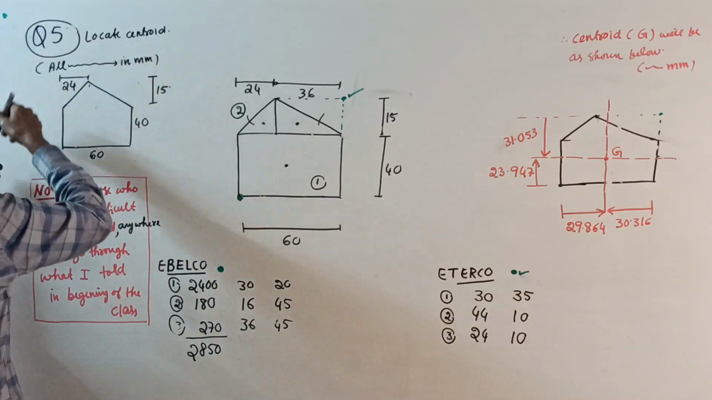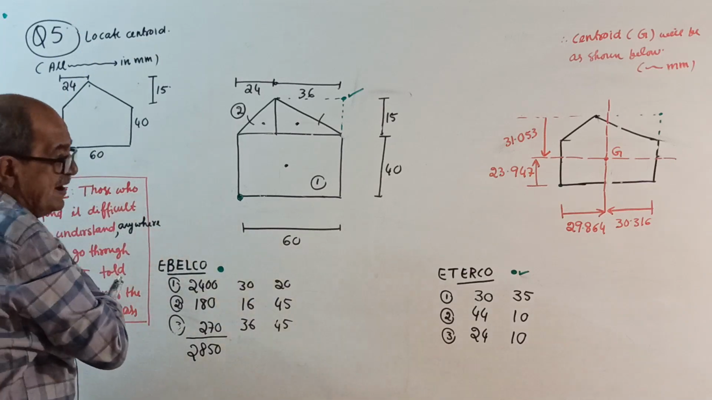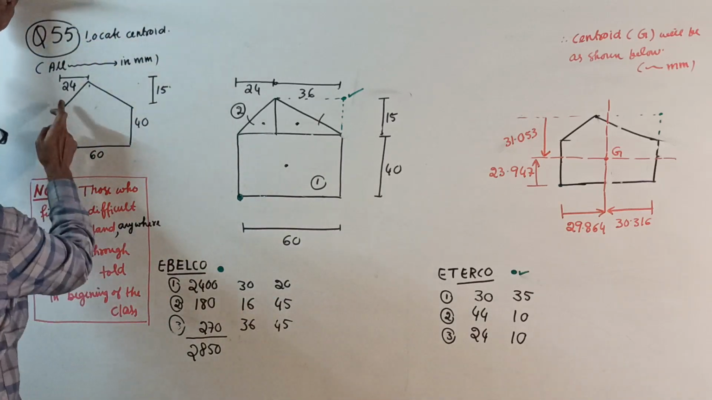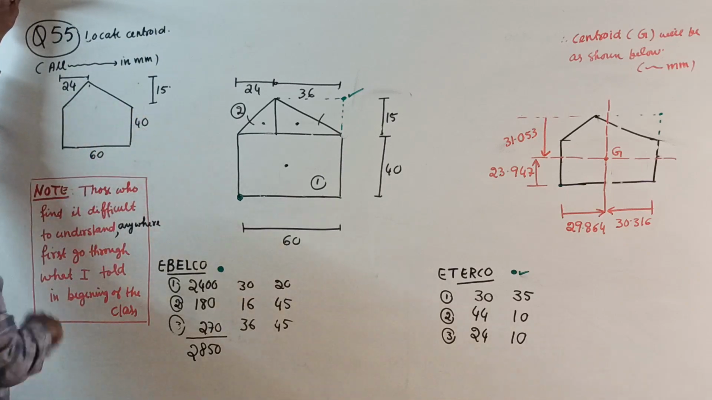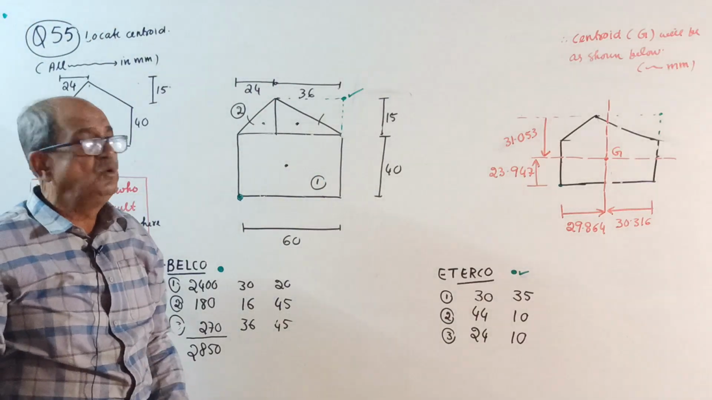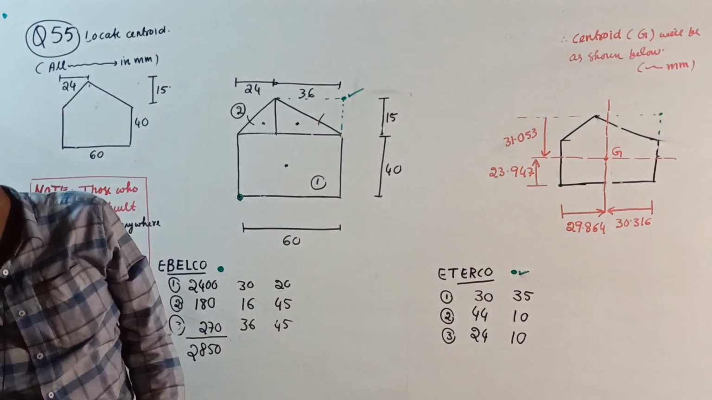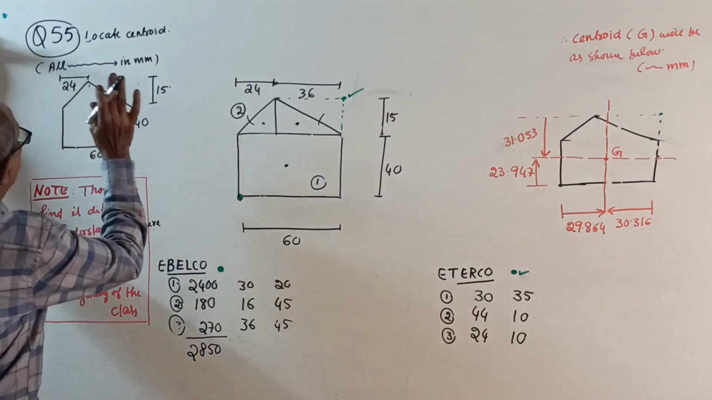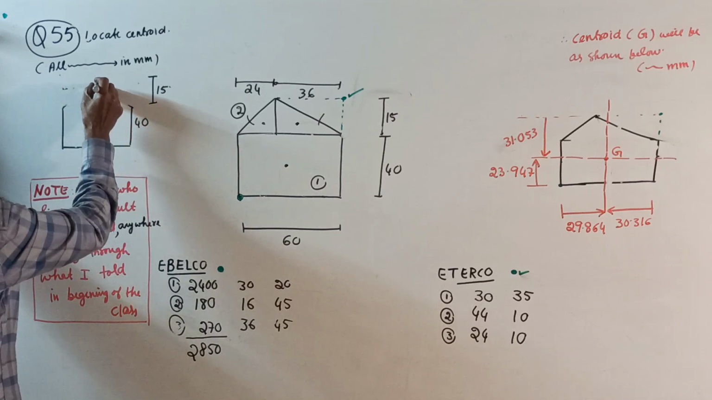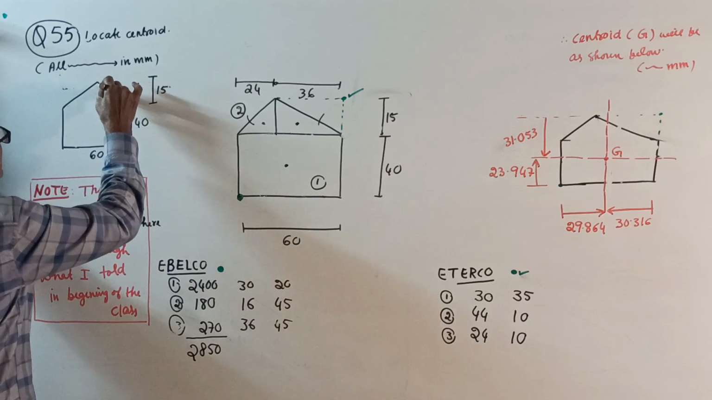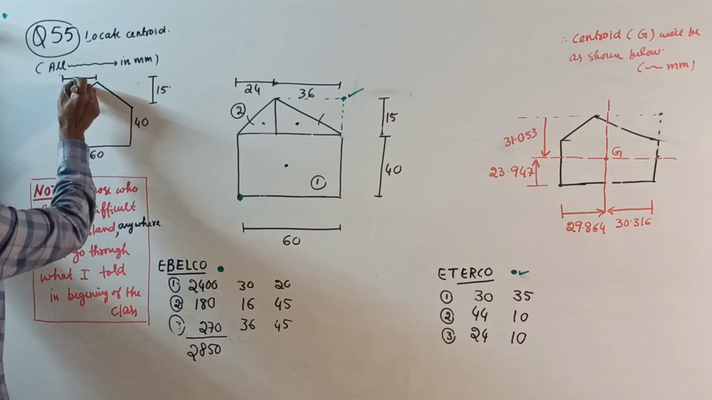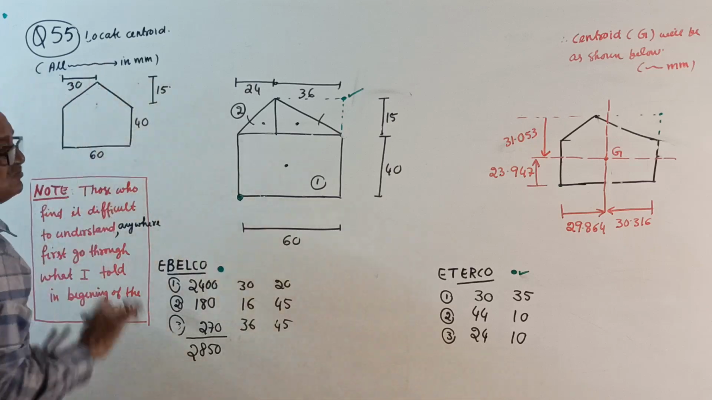For question 55, I'll tell you what I did. In question 54, this is 24, that is 36. This way symmetry is not there, and this way also symmetry is not there. So x bar and y bar both are calculated. But in question 55, I did not change anything in the same question. I made this way, this way, and then I wrote here this dimension 30 over. This is question number 55.